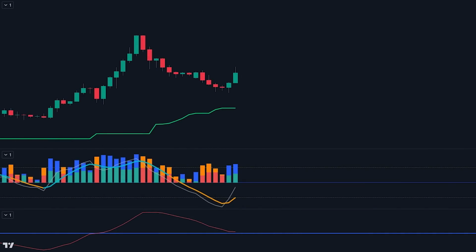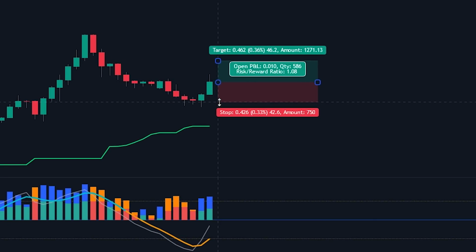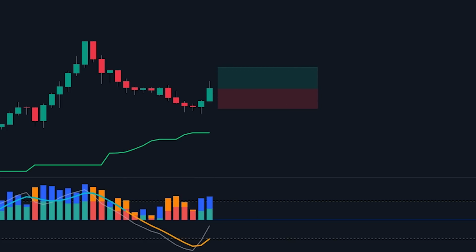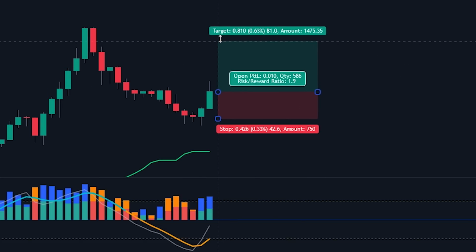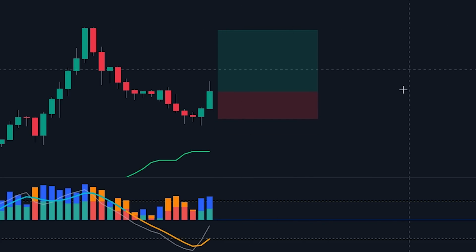Because of all of these signals, let's enter into the buy position here. We'll be placing the stop loss at the recent swing low. For the take profit, we'll be targeting a recent swing high, aiming for a risk-to-reward ratio of at least 2. Now let's see how the trade plays out.